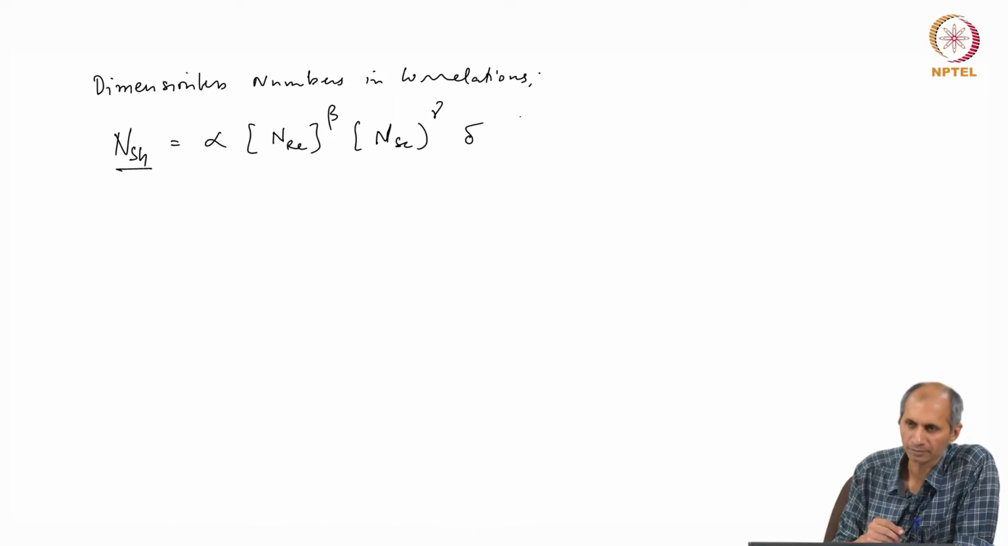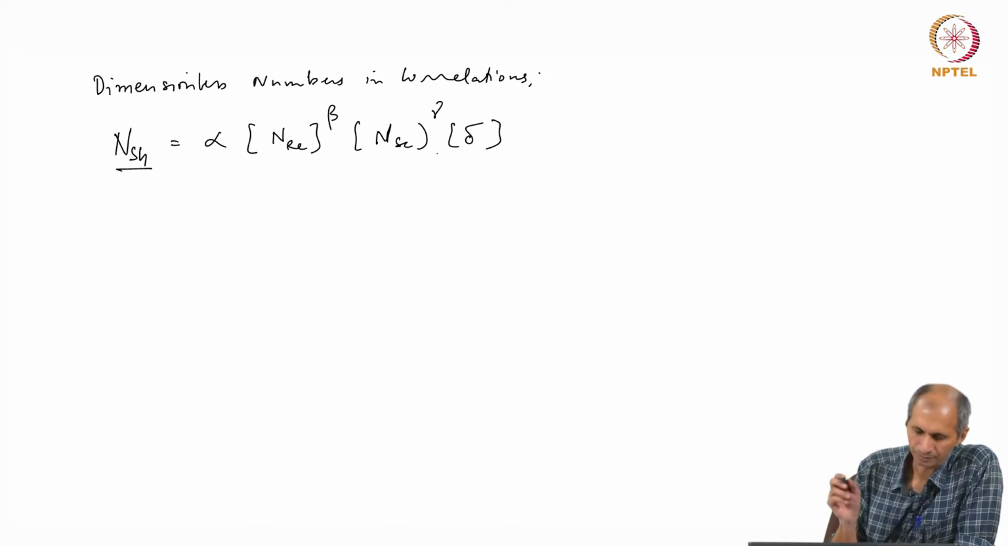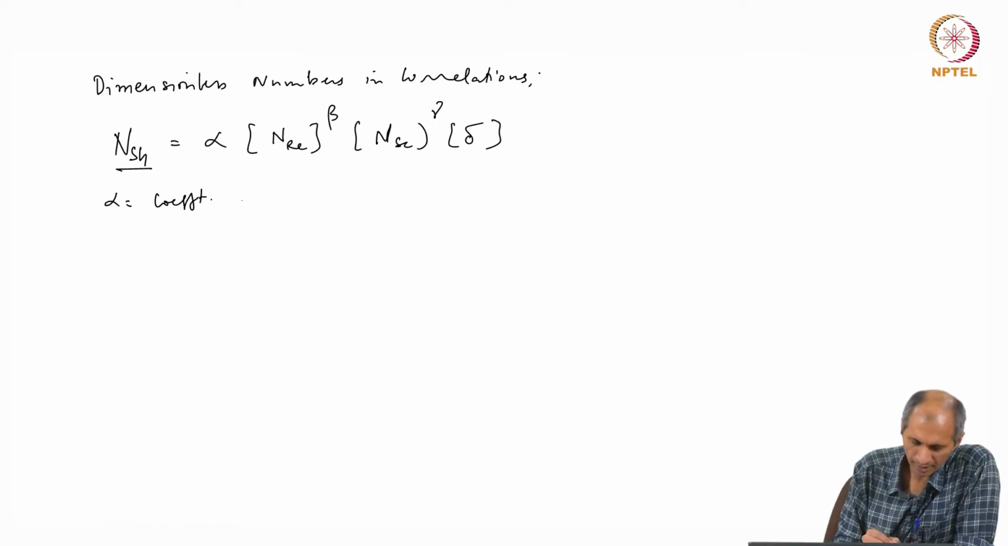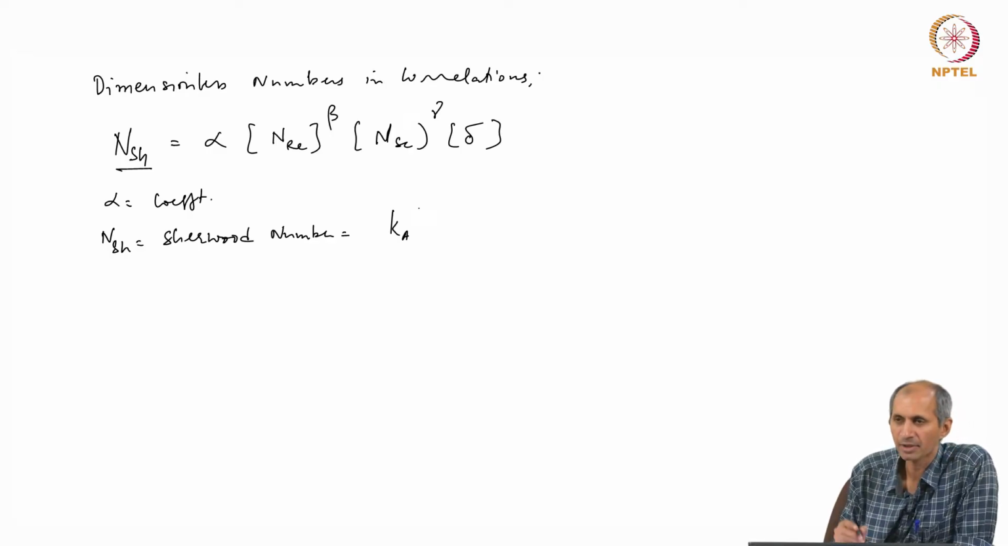Into some other term. Alpha is a coefficient that is experimentally obtained. NSh is called the Sherwood number. It is defined as the mass transfer coefficient multiplied by some dimensional parameter, usually L or D or whatever. In this case it could be L divided by the diffusion coefficient.